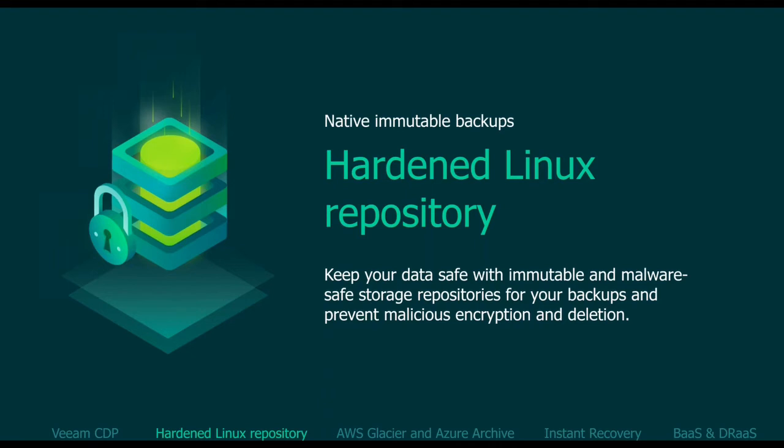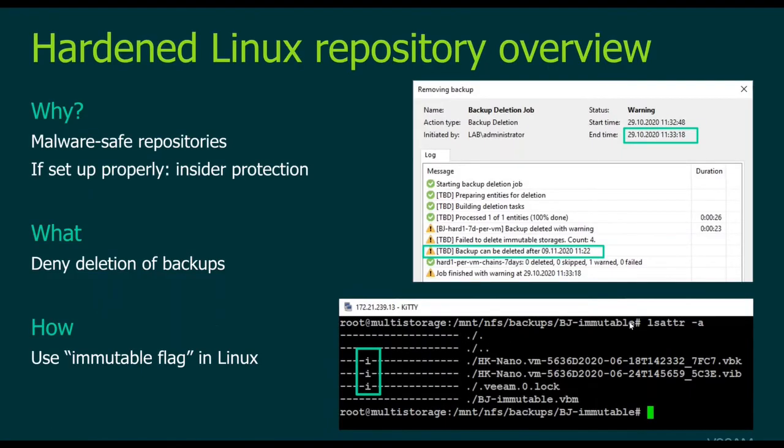It's just like WORM. Now, our next slide is going to be a little more in depth on what the Hardened Linux repository looks like. If you can see here on the top right-hand side, I want to grab your attention to the backup job. Let's just pretend you have a malicious user or some type of cryptoware. Basically, they logged into the server, they have the access, and they're going to try to prepare the entries, aka the backup jobs or data, for deletion. And you can see it's building the deletion task, it's doing the processing, but it said the backup was deleted, but with warning.